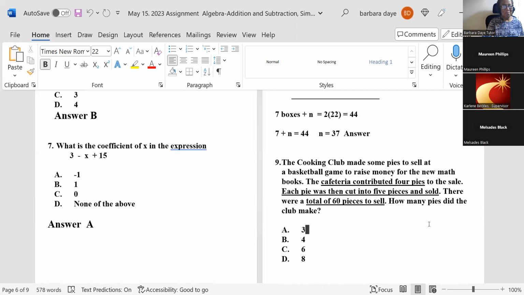How many pies did the club make? It says a total of 60 pieces for sale. So how many pies then? I have 5. I have 20. Then we got 3 more pies to make the 60 pieces, right? No. Oh, no. You're not reading it correctly. Okay, the cafeteria contributed 4 pies for sale. So 4 pies cut into 5 pieces, that's 20. Okay. Then I tell you, there were a total of 60 pieces.